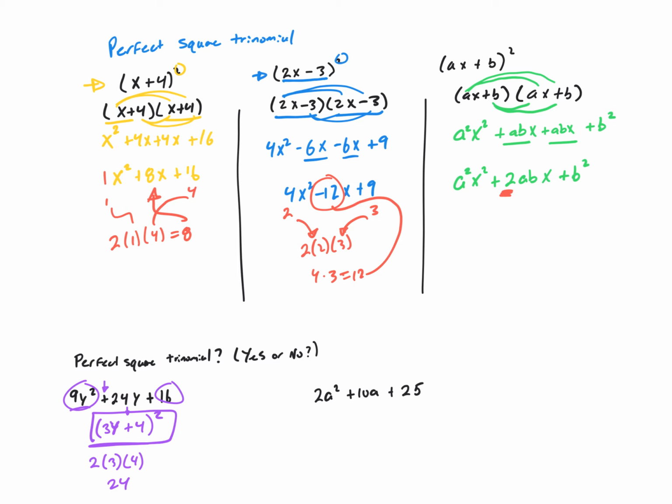For this next one here, is 25 a perfect square? Yes, it is. Is this a perfect square? No, it's not. I forgot to say yes over here. So yes. So this one I would just say no, because that's not a perfect square.